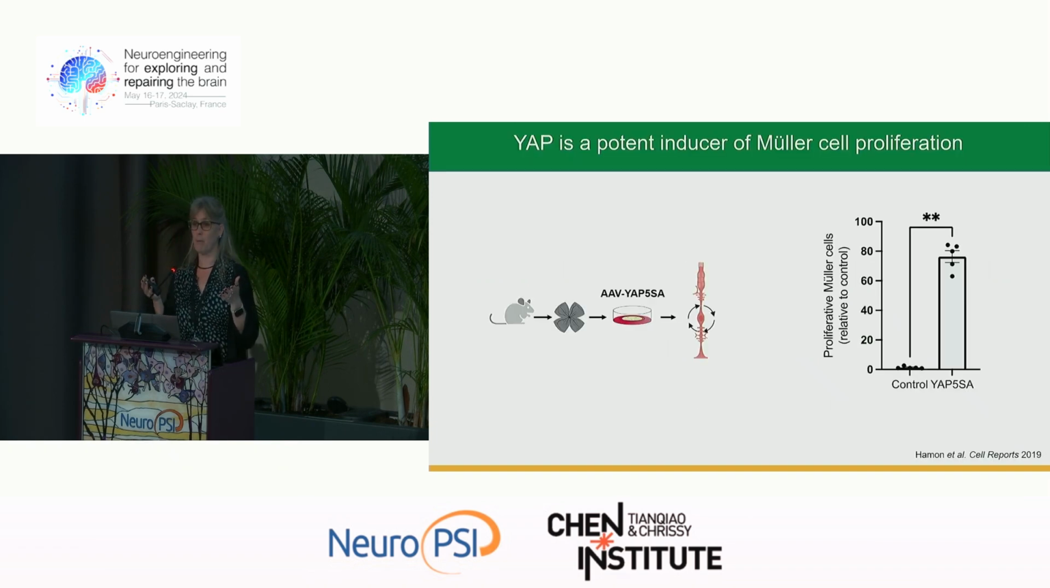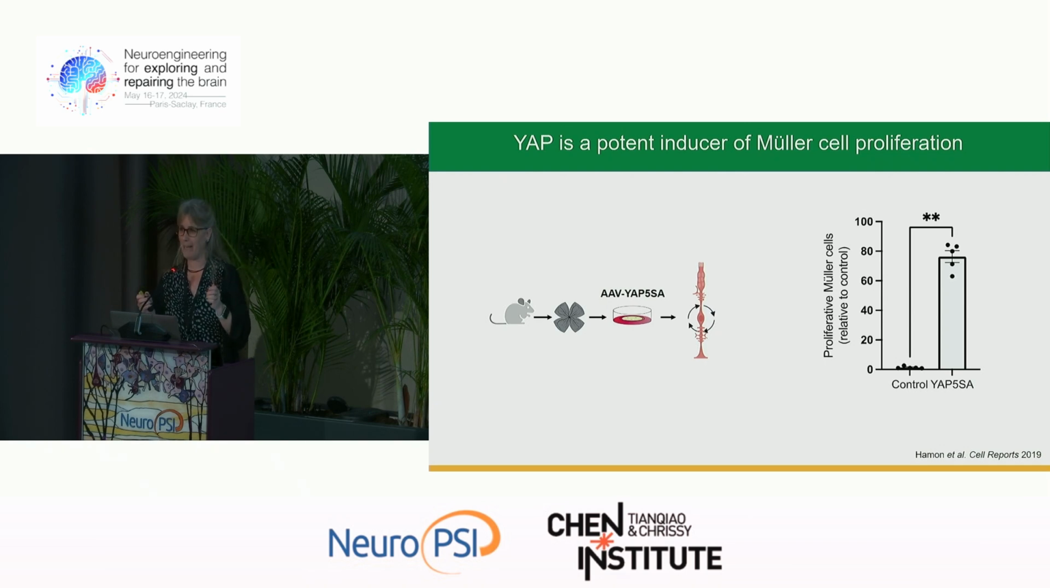And to trigger Müller cell proliferation, we go for our intrinsic factor I told you about, this YAP factor. Remember how potent an inducer it was. When we use this AAV YAP, Müller cells do proliferate like crazy, okay? And remember, it's a constitutively active form of YAP, so a very potent inducer.